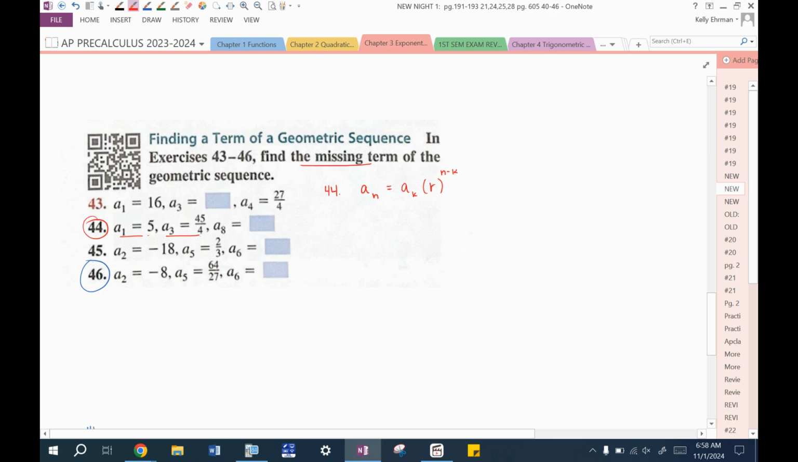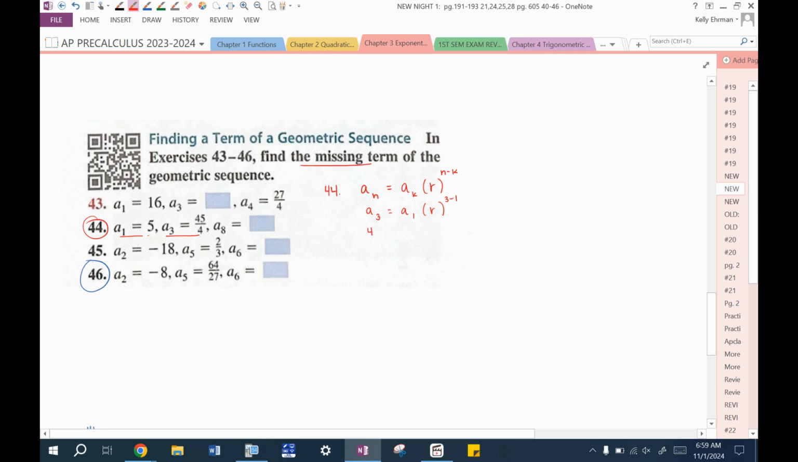So if k is 1, this is the same formula we just used, but k can be anything. n should be bigger than k, by the way. You're always trying to get to the next term. So what do we have here? We have the third term, and that is equal to the first term in this case, times r to the 3 minus 1.